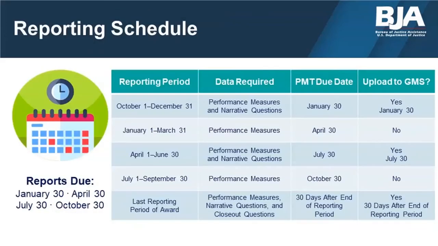This table outlines the type of data you'll be reporting each reporting period, when your reports are due in the PMT, and whether you also need to upload your reports to GMS. As you can see from the alternating values under the second column, you'll only report on the narrative questions in January, July, and during your last reporting period of grant activity, regardless of where that falls on the schedule. The PMT is only open for data entry during the month after the reporting period closes. The PMT is accessible year-round for you to review and edit your data, generate reports, and more. But you will need to contact the PMT Help Desk to help you unlock reports as needed.